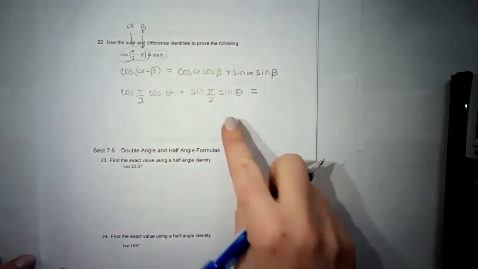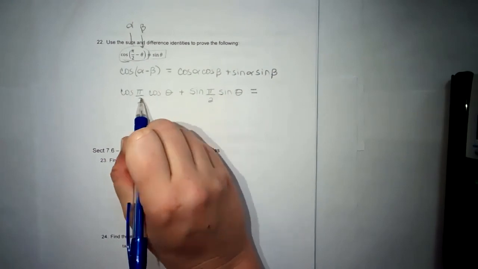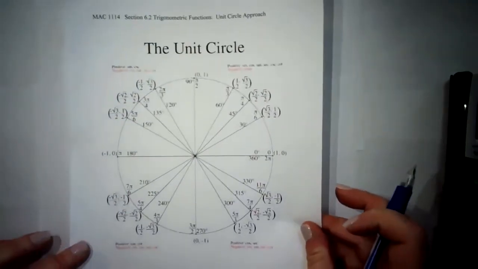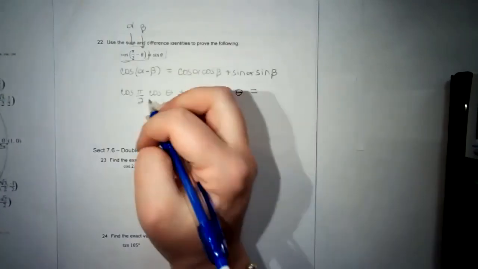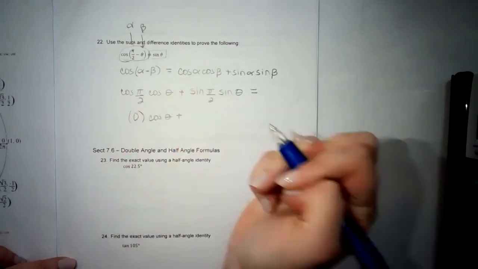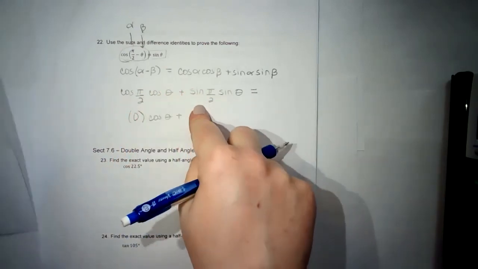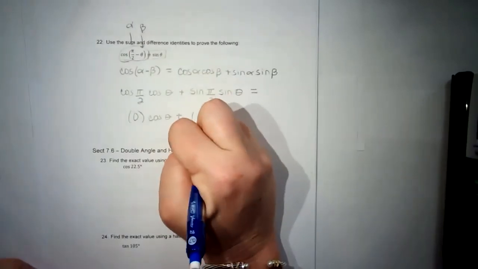Okay, trying to get this down to sine theta. All right, I go to my unit circle. Now I can't do anything about cosine theta, but cosine pi over 2, here's pi over 2, cosine is 0. Oh, that's pretty nifty. So that's a 0. All right, sine of pi over 2 is 1. Okay, so this is a 1.